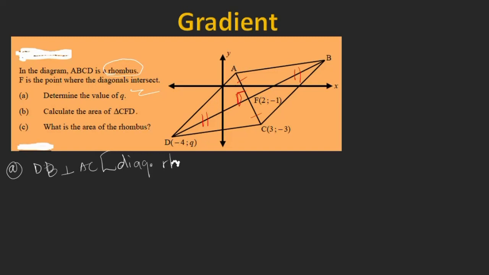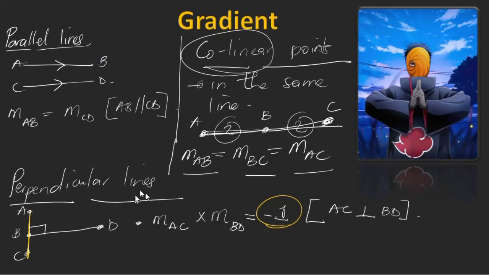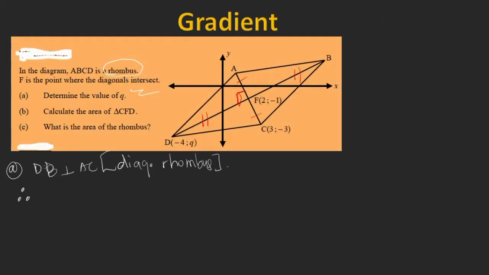So diagonals of a rhombus, we know that they meet at 90 degree angles, right? This diagonal is perpendicular to that diagonal. That's a property of a rhombus. There's no arguing with that. Therefore, based on the concept of the gradient of perpendicular lines, I can safely say the gradient of DB multiplied by the gradient of AC is equal to -1.